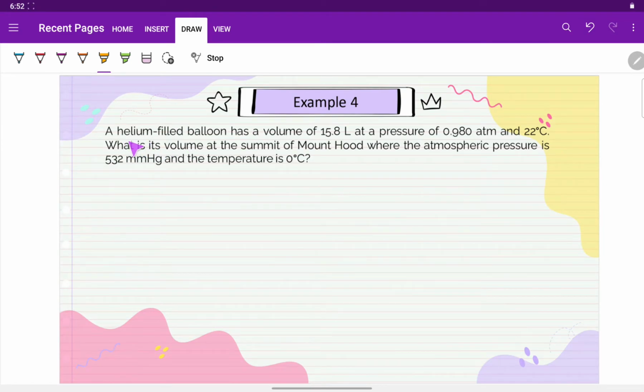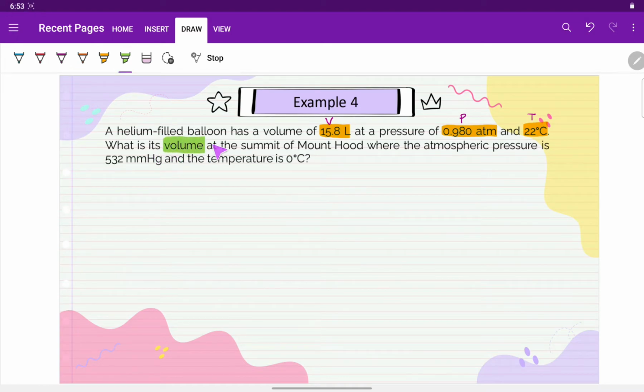Okay, example 4. A helium-filled balloon has a volume of 15.8 liter. So kita ada volume dekat sini. And then at a pressure of 0.980 atm. So kita ada pressure. And then we have temperature over here, 22 degrees Celsius. So as you can see over here, diberi kepada kita 3 variable. Okay, sambung. So what is the volume?